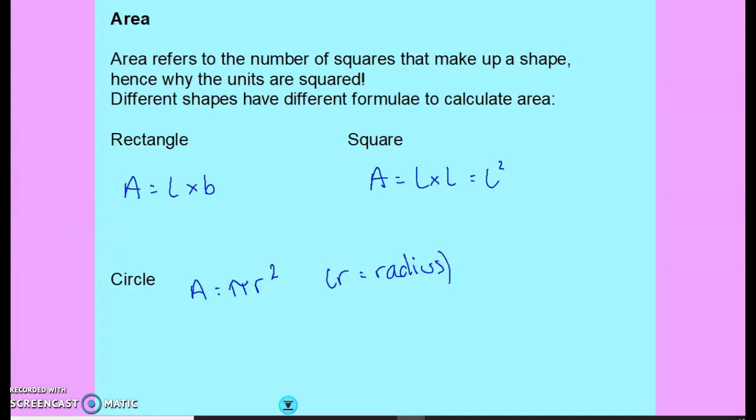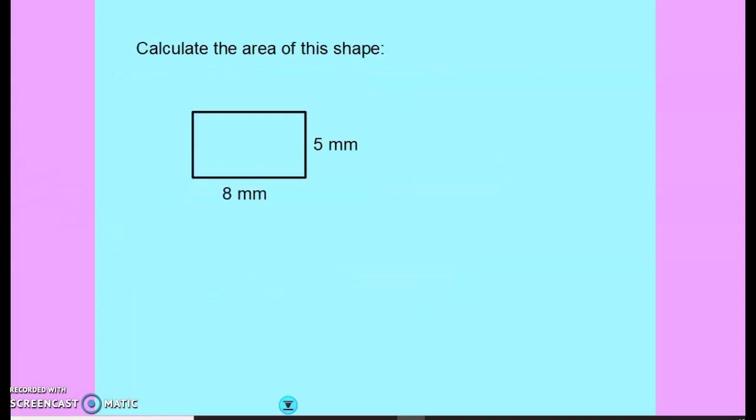Remember, the radius is the one that goes from the centre to the edge. Okay, let's try some of these then. Calculate the area of the rectangle. Area equals length times breadth. Doesn't matter which one's L, which one's B. It's going to be the same area, whether it's that way around or whether we tip it on its side. It's going to be 8 times 5, which is 40. What's your units here? Because it's an area, it's going to be millimetres squared rather than just millimetres.